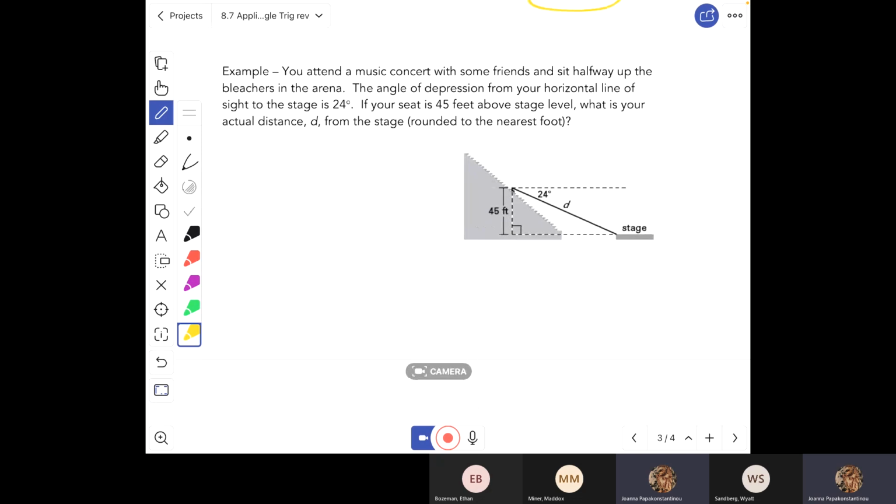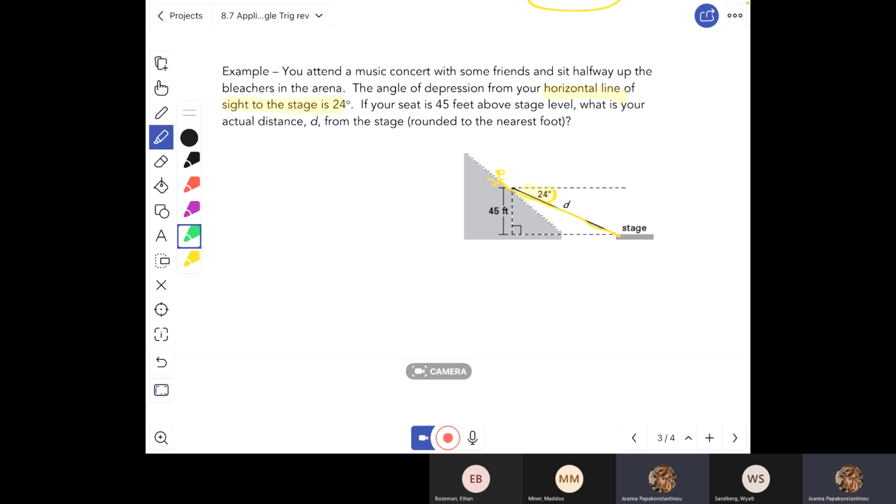You attend a music concert with some friends. You sit halfway up the bleachers. The angle of depression from your horizontal line of sight to the stage is 24 degrees. So here you are sitting. You're looking down to the stage. Your angle of depression is 24. You see how I recognize that? Here's my angle of depression.